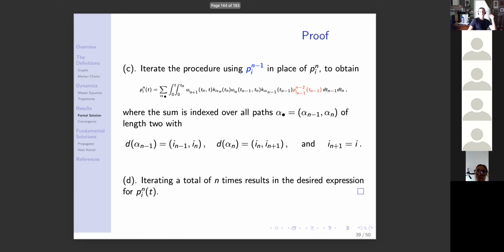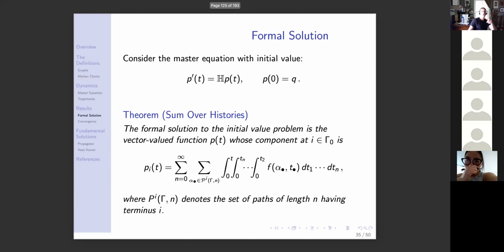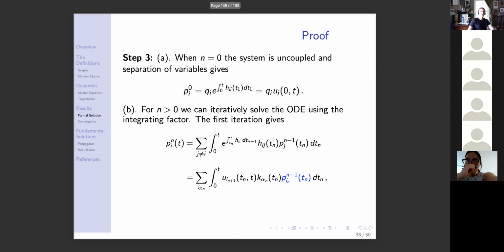Okay, so now iterating n times, if the path has length n, results in the desired expression that you were looking for, p_n of t. And then you can just sum up over all n to get the final answer. So that's the proof of the main theorem, of the first theorem. Let me go back to the statement, that's why you get what you get here. It's just applying the integrating factor method and using some notation and rewriting sums and all that, right? That's all it is. There's nothing deep in this. Okay. Any questions?